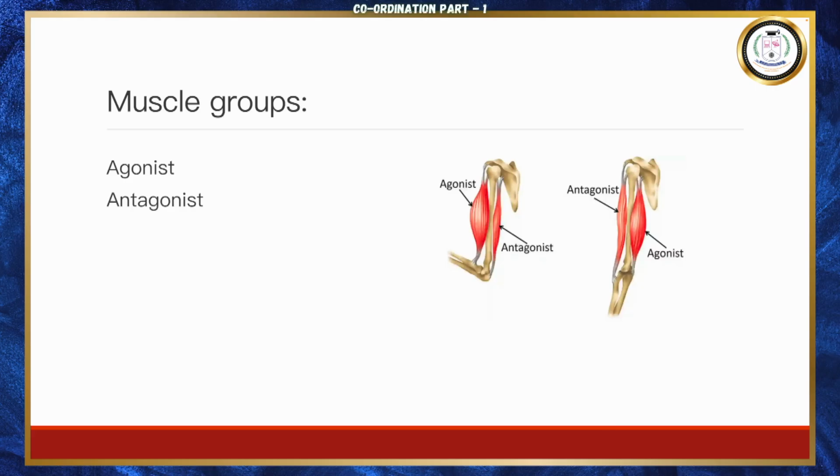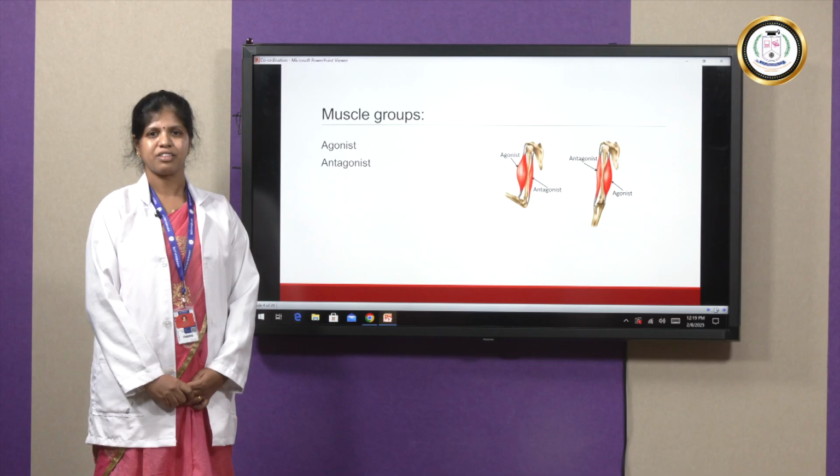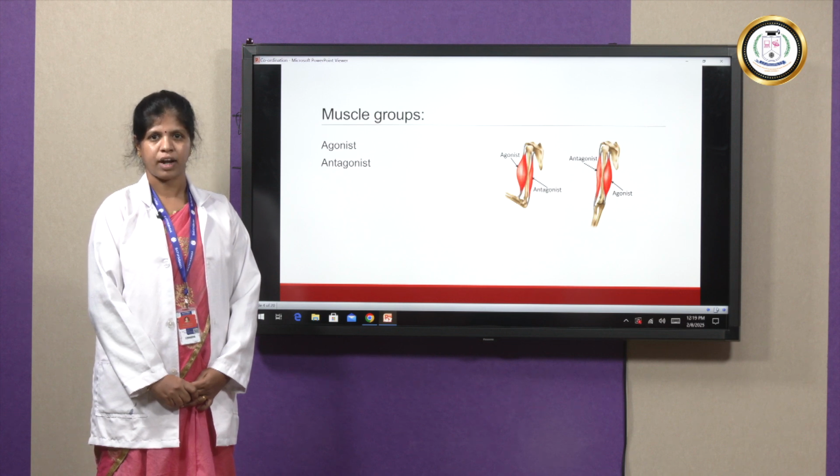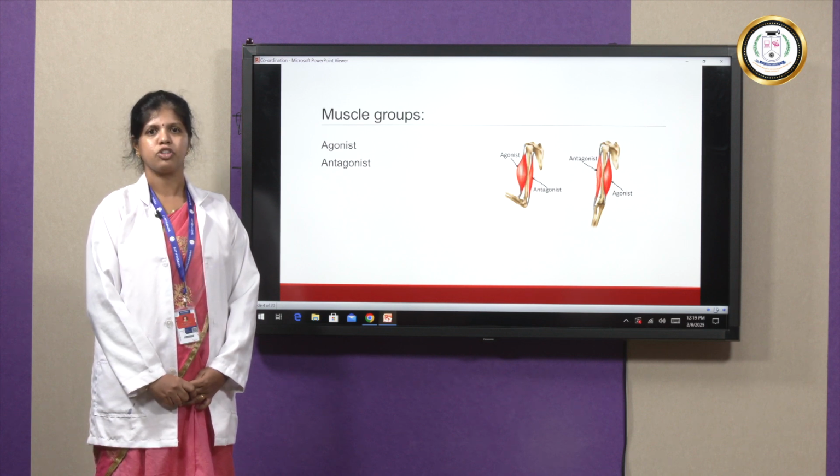The second group of muscle that contributes is the antagonist. So what is an antagonist? The opposite group of muscle. If one group of muscles is contracting, the muscle group present on the opposite side will go through the lengthening process.